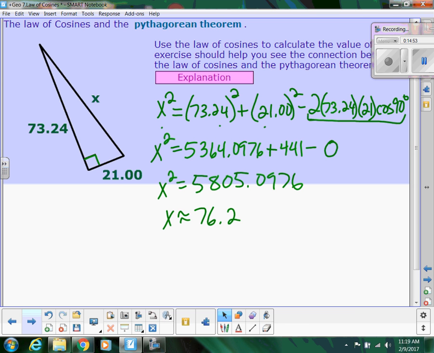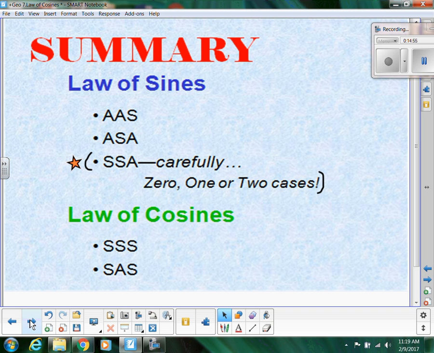Okay. So summary. We can use law of sines when we have angle, angle, side, angle. And remember, side, side, angle gives us the ambiguous case, so we have to be careful there. You'll learn more about that next year. And then law of cosines, we can use side, side, side, and side, angle, side. So if we have that, then we should be able to solve any triangle, not just any right triangle, but we should be able to find any angle, any side, using a combination of law of sines and law of cosines. All right?